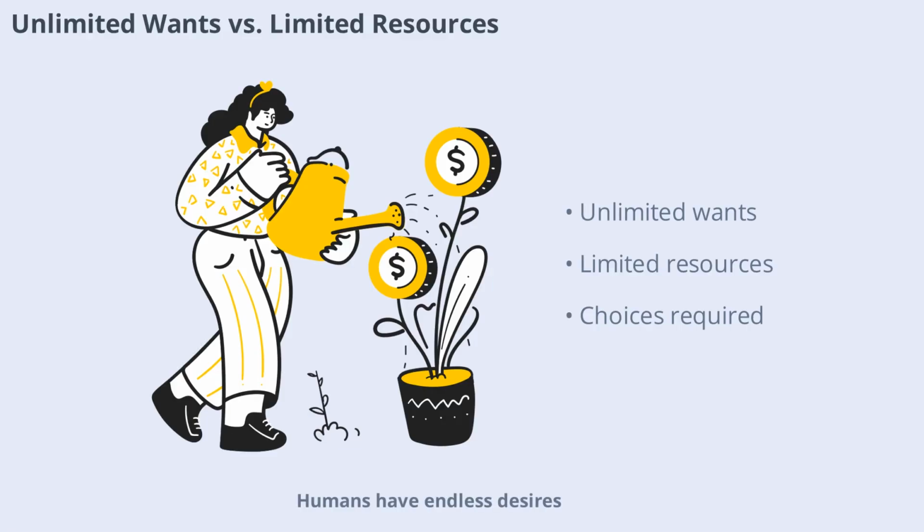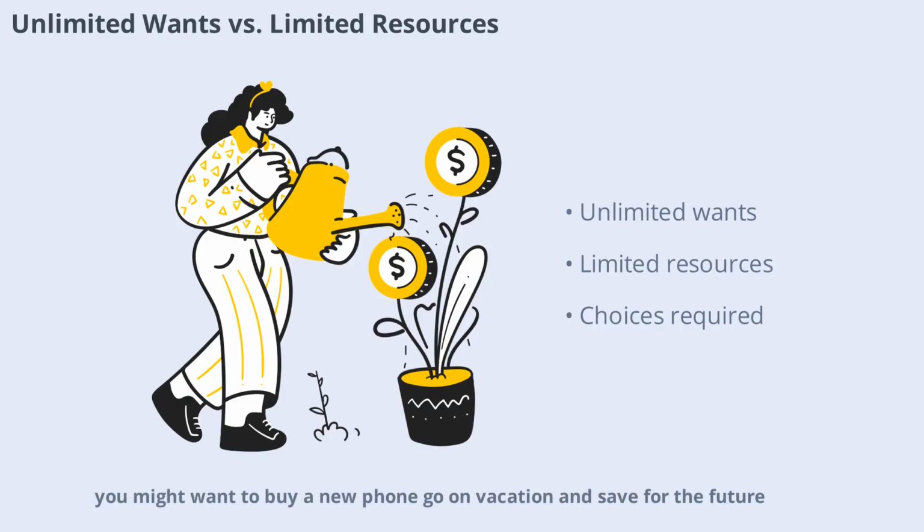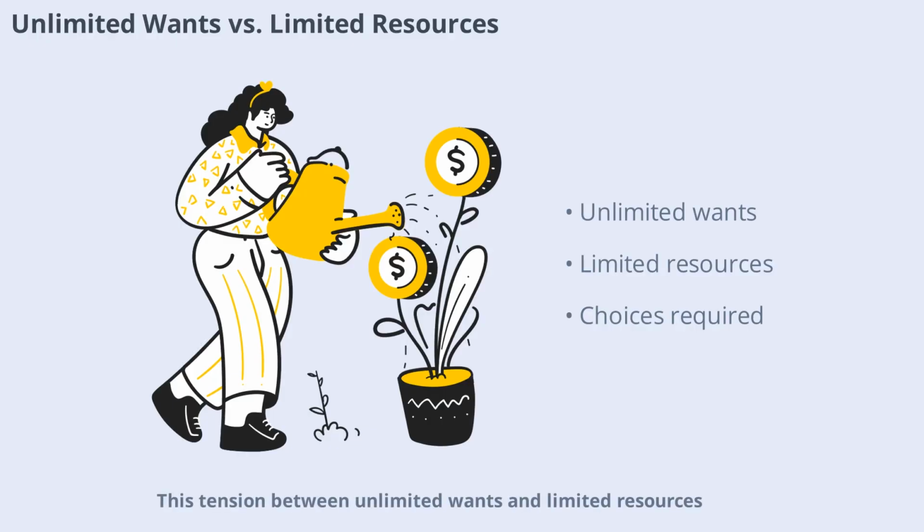Humans have endless desires, but the resources available to fulfill those desires are always limited. This creates a situation where choices must be made. For example, you might want to buy a new phone, go on vacation, and save for the future, but your income may not allow you to do all three. This tension between unlimited wants and limited resources is what drives economic decision-making at every level.